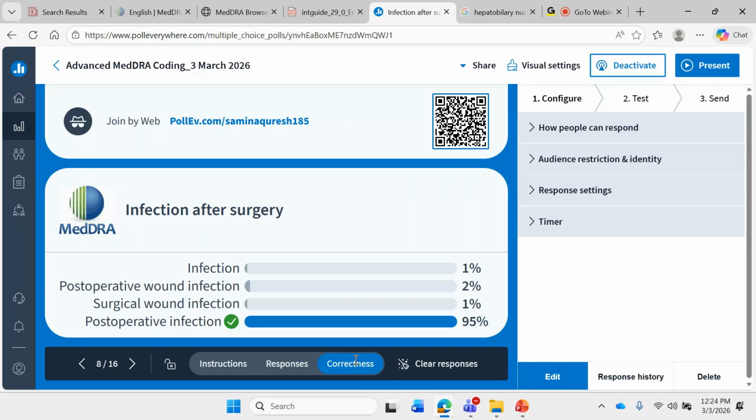So those of you who took a leap and went to wound, you can't make that jump and assume. For those of you who just said infection, you're correct, but since you have a more specific term and the information is provided that it's after surgery, the best bet would be to say post-operative infection. So that is the correct choice. Let's move on to number 9. Any questions thus far?